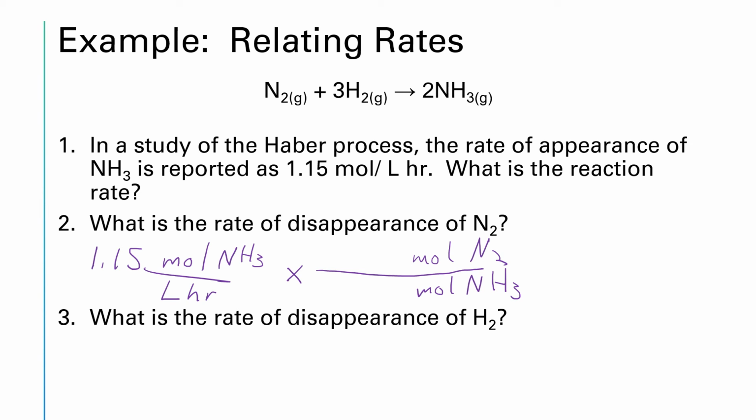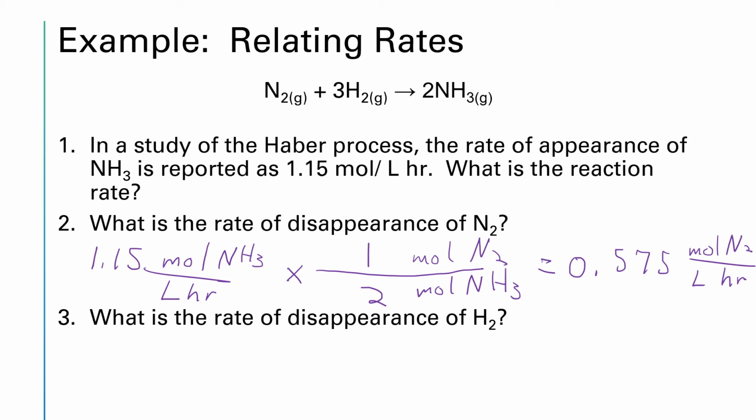And we're just going to use the coefficients here. For every 2 moles of ammonia, there is 1 mole of nitrogen. So if we go ahead and run the math here, we once again have the 1.15 divided by 2, which is 0.575. I'm sorry, I lost my pen. There it is. 0.575 moles of nitrogen per liter per hour.